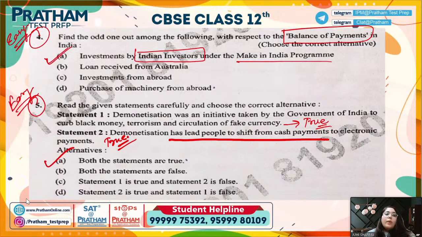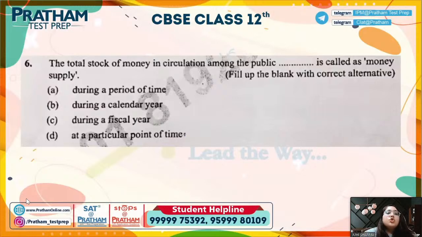Okay. Now question number 6 we have is the total stock of money in circulation among the public dash is called as money supply. If we want to know money supply, money circulation, or if we want to know the total stock in the economy at a particular point of time, what is the total stock of money in circulation within the economy or within the public, then it is known as what? That is known as money supply. And this money supply, in what terms are we talking about it? We are talking about at a particular point of time.